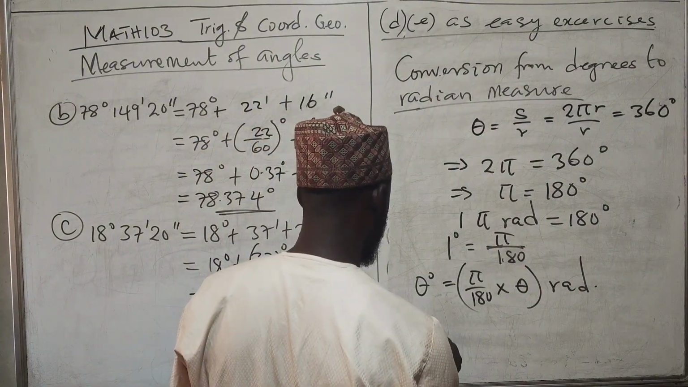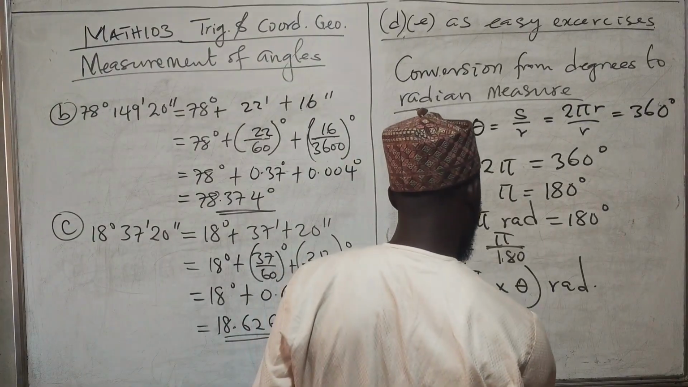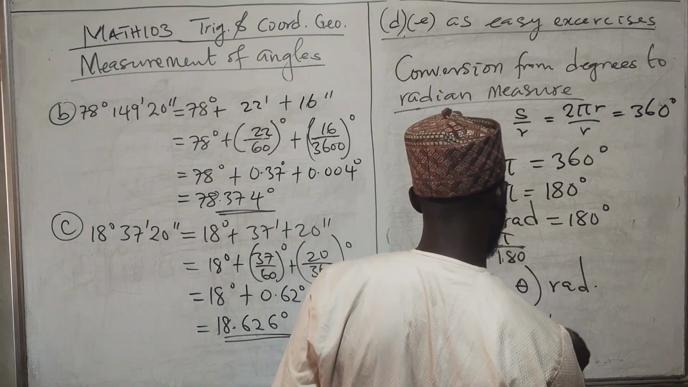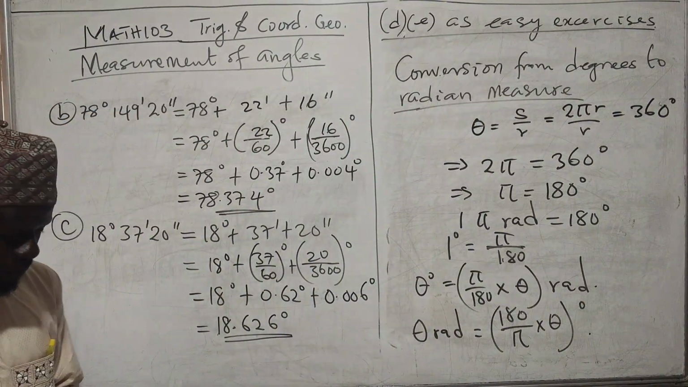If you have theta in radians, this is equal to 180 over pi times theta, and the answer is in degrees. So we now take examples.